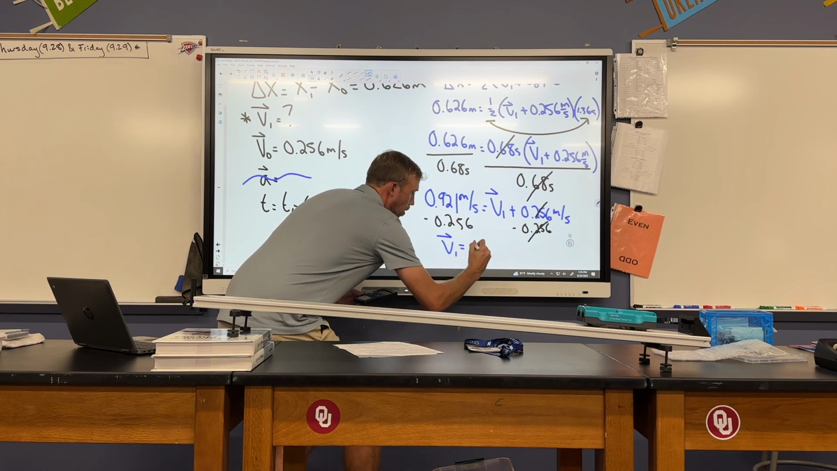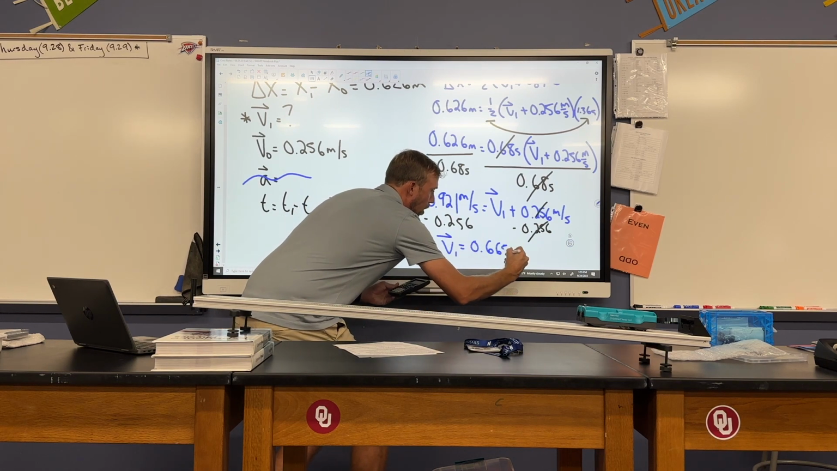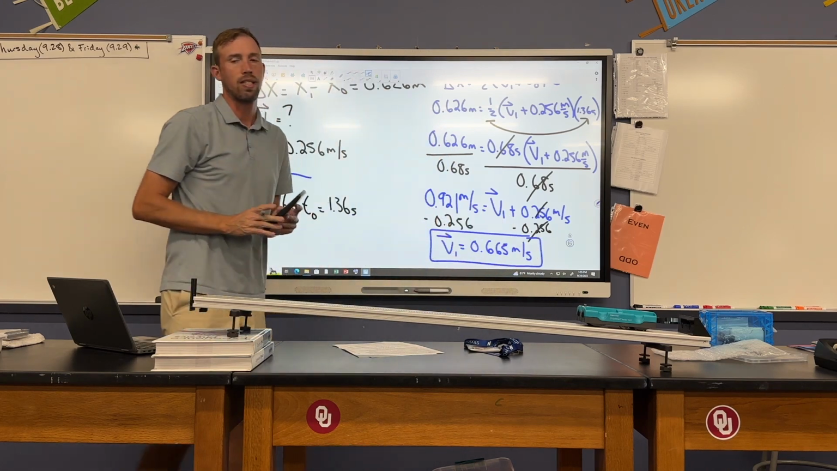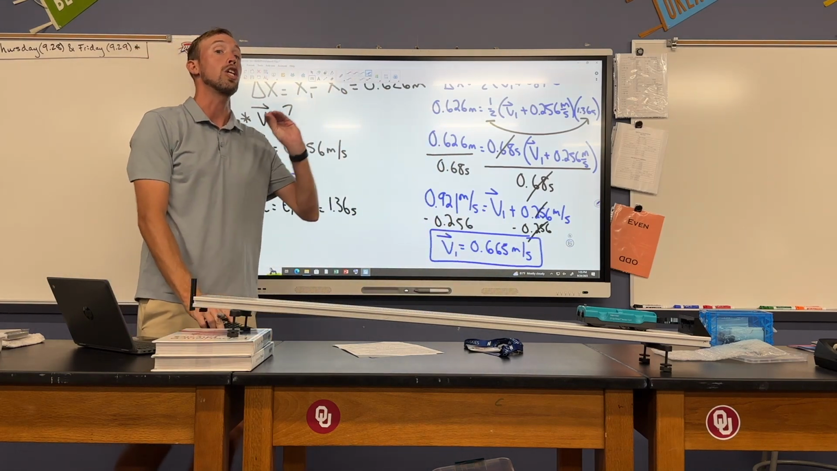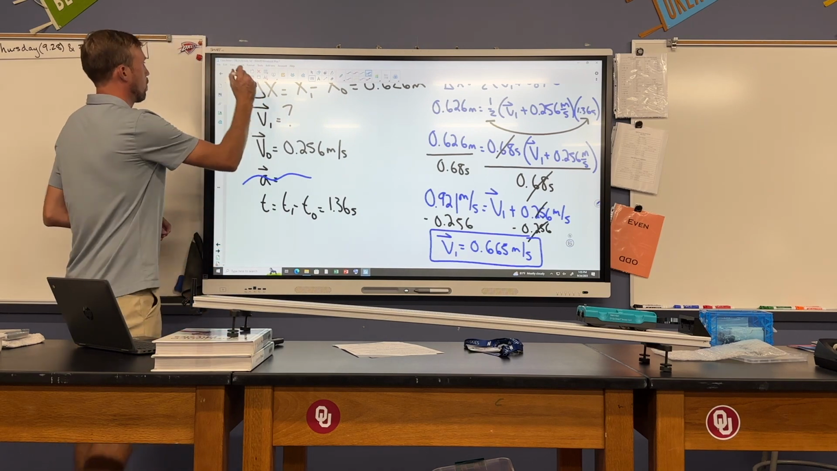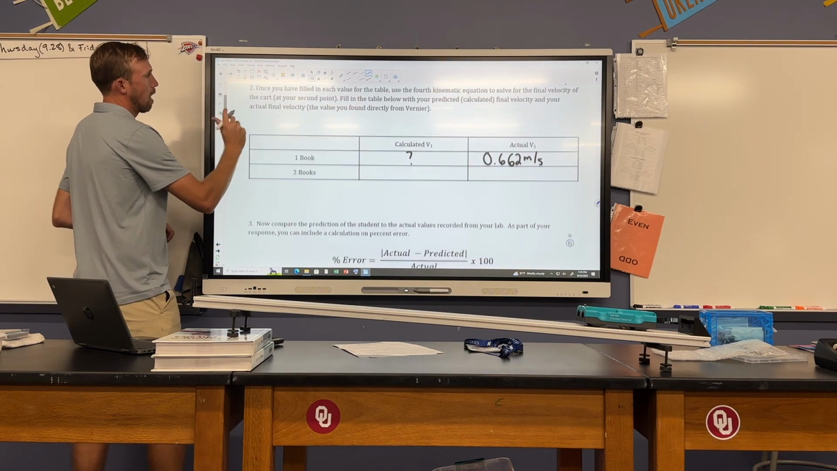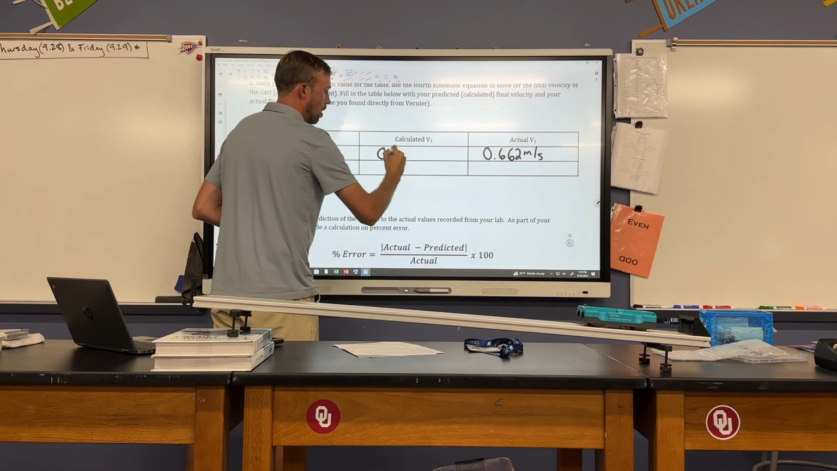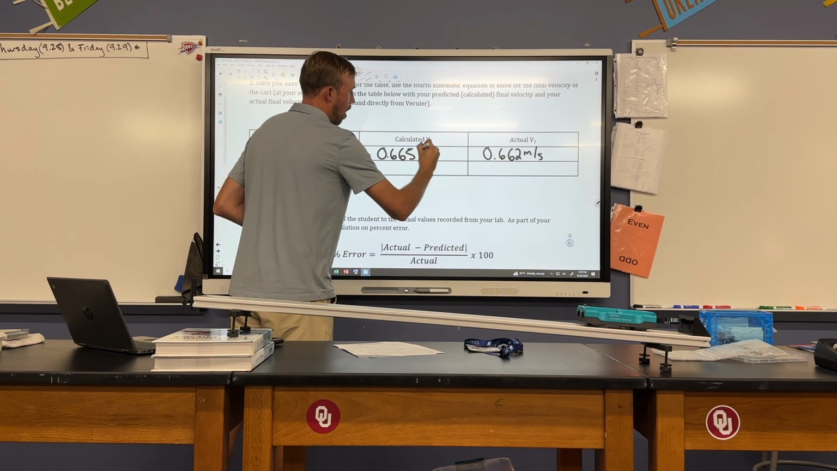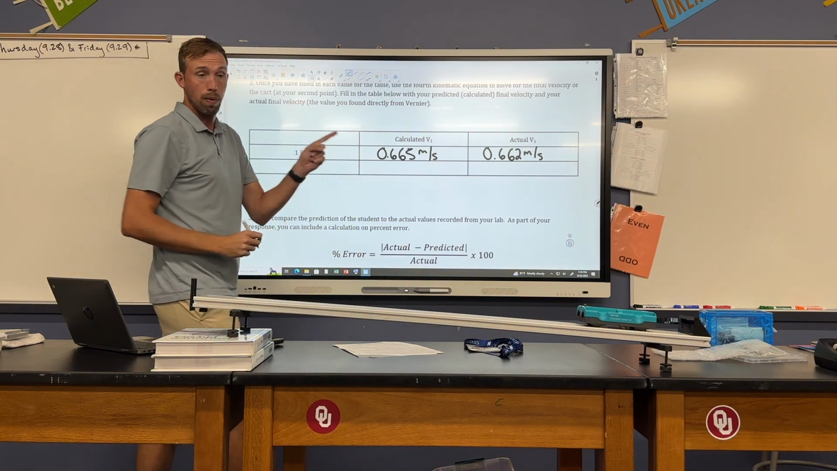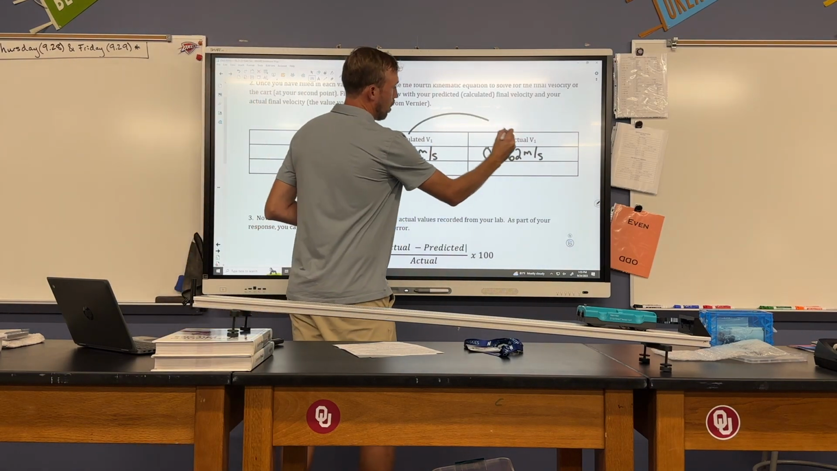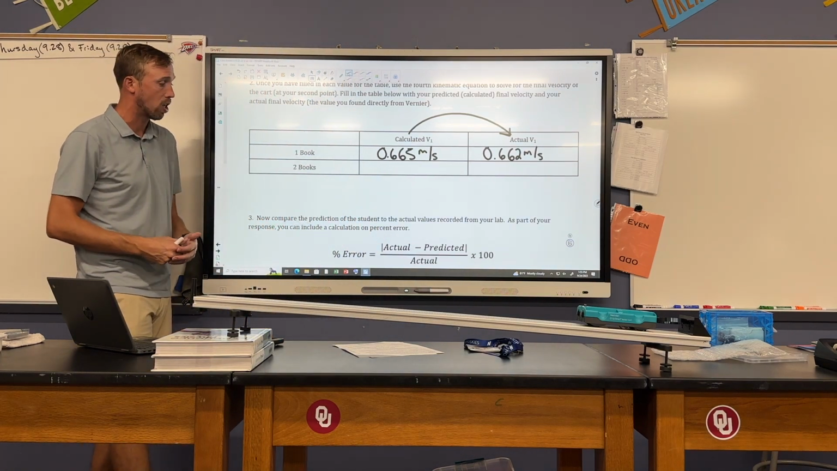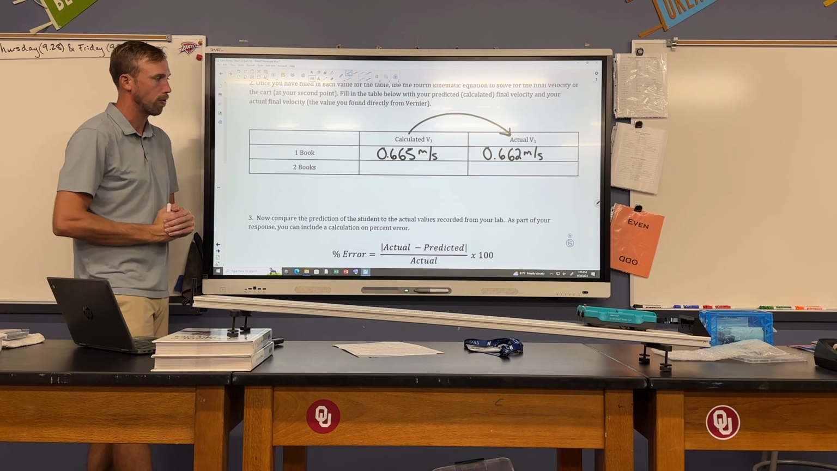So the final velocity I should be getting, according to my kinematic equation, is 0.665. That's what my final velocity should be, according to my equation. So when I come back to my data table here, the calculated final velocity is 0.665 meters per second. And now we have a number to compare to our actual final velocity. And just at a quick glance, those numbers look really, really close to each other.